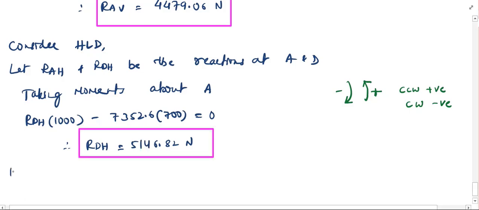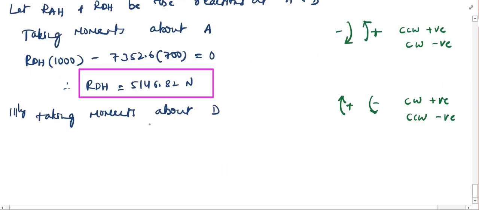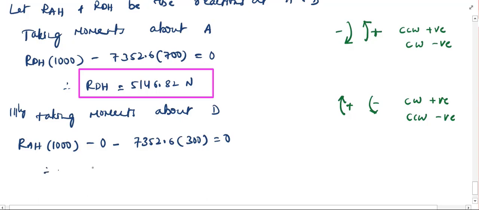Similarly, taking moments about D. So therefore RAH into 1000 minus 0 minus 7352.6 into 300 is equal to 0. So therefore RAH is equal to 2205.78 newtons.